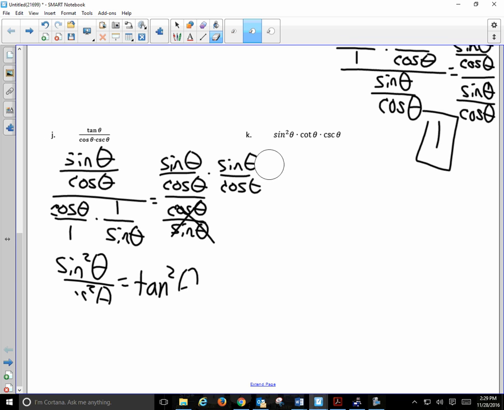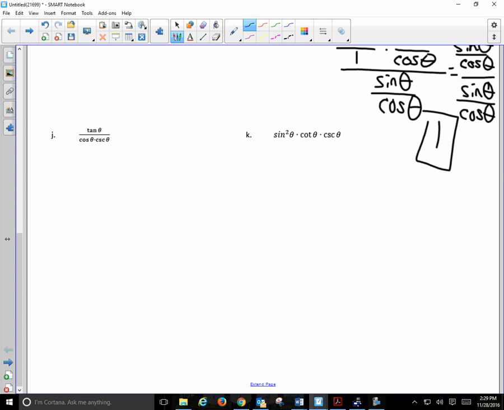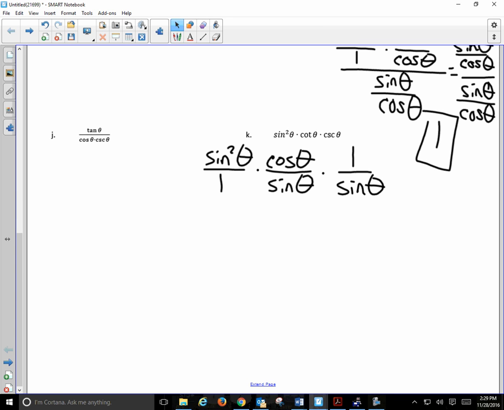Last one. Sine squared over 1. Cotangent would be cosine over sine. And cosecant would be 1 over sine. So what's going to happen? Both sines will go away. Here you have a sine squared in the denominator. They'll cancel the sine squared in the numerator. That's a total of a cosine of theta. That's your answer.